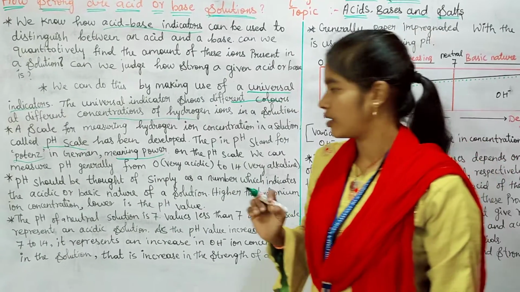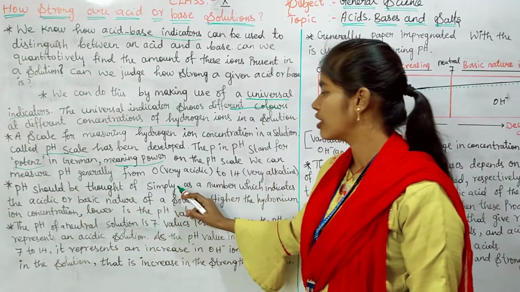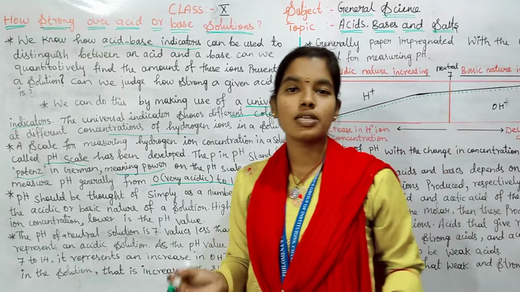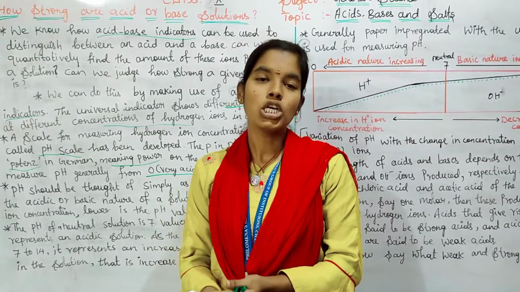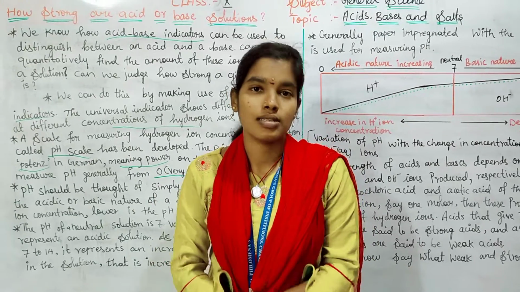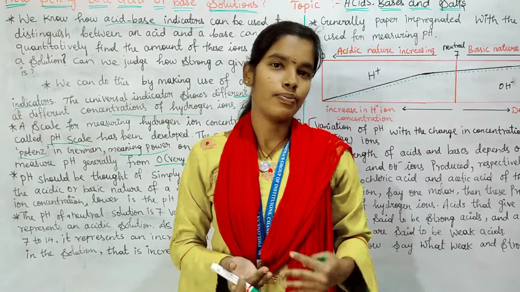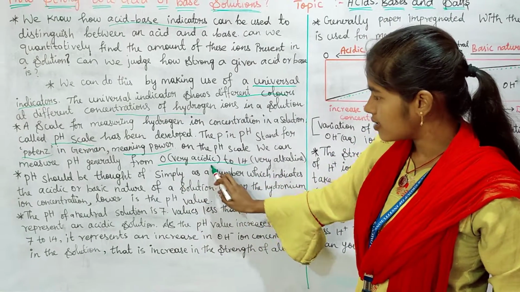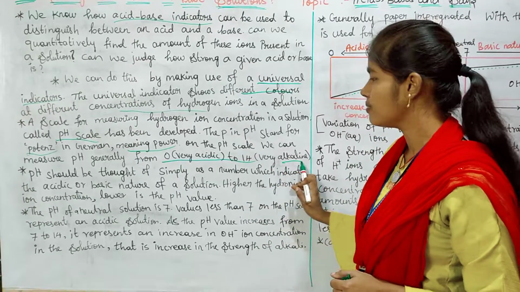Potence means power. On the pH scale, we can measure pH generally from 0 to 14. In that scale, 0 is very acidic, exactly 7 is neutral, and 14 is basic. 14 is very alkaline. Alkaline is nothing but base.